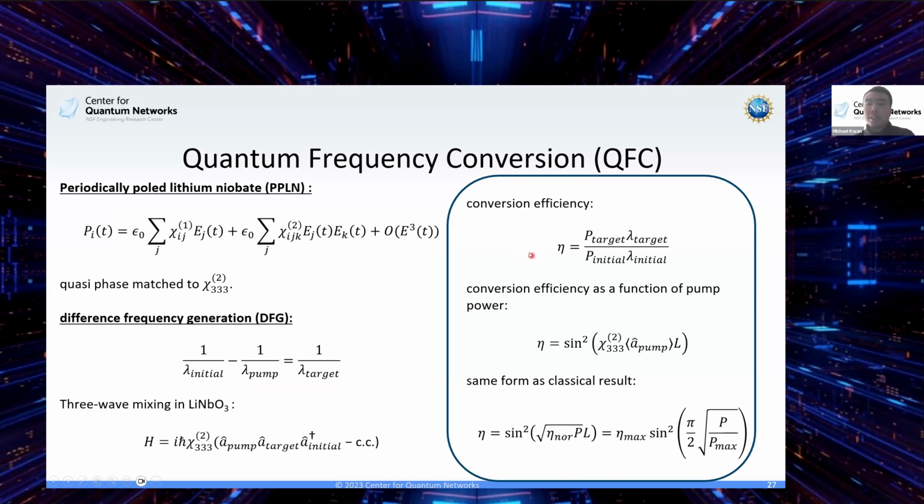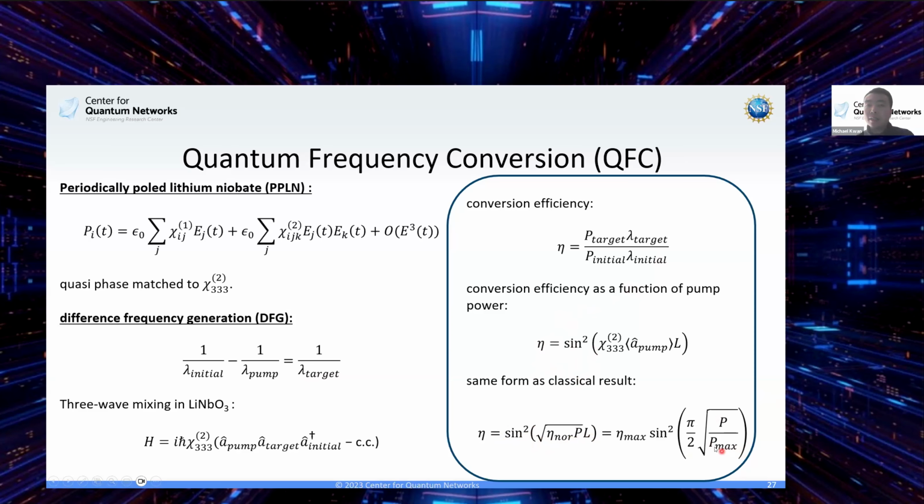And the conversion efficiency is defined as the ratio of the power, normalized by the wavelengths of the target versus the input photons. And here we see the agreement between the classical and the quantum results of the frequency conversion. Notice that the efficiency is a function of sine squared of the power.